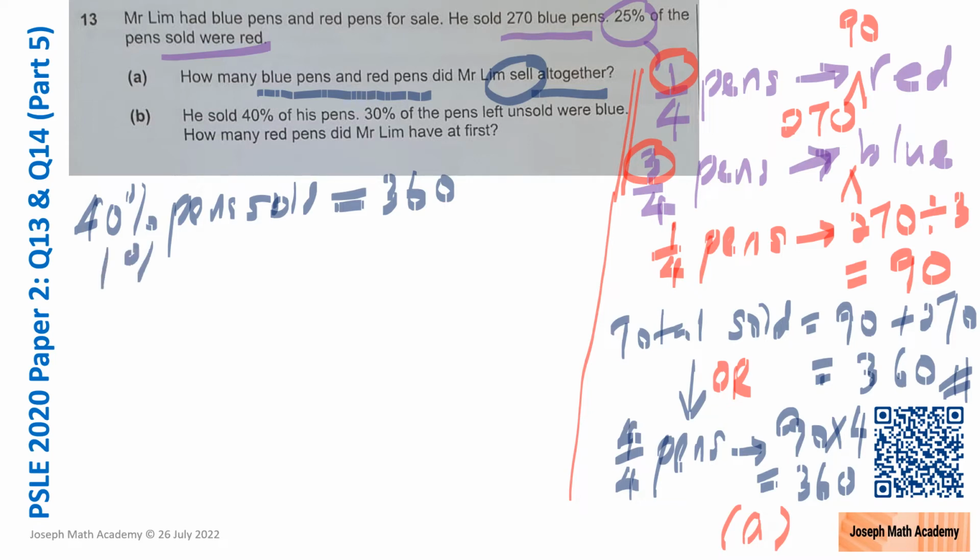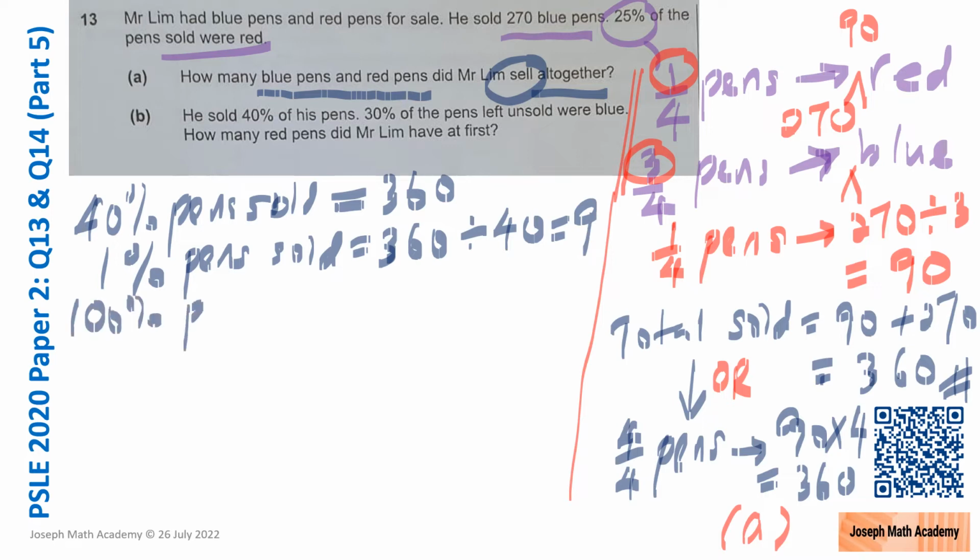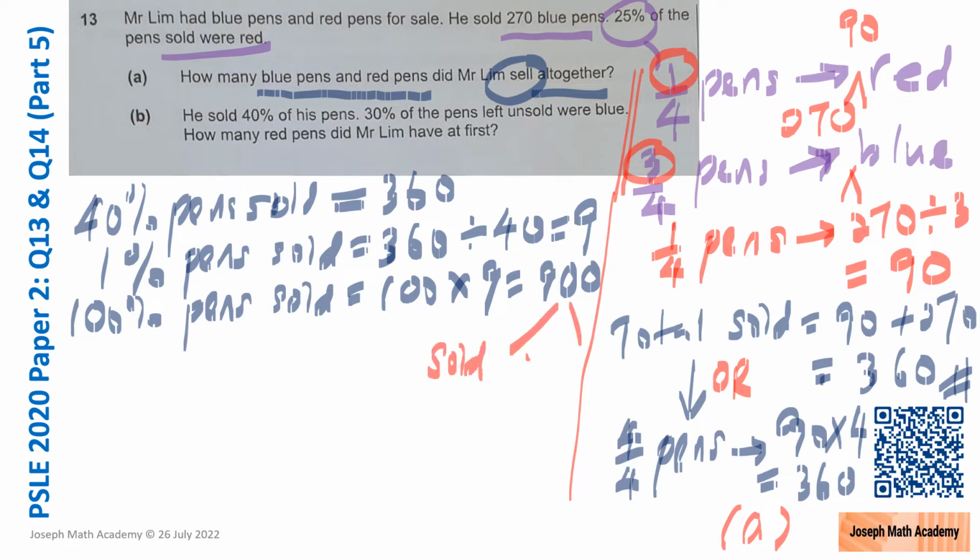So I want to find 1%. 1% of the pens sold will be 360 divided by 40. That gives me 9. So 100% of the pens sold would be 100 times 9. That gives me 900. So 900 would be the total of sold and unsold. So 900 is the grand total. Let me summarize for you. 900 refers to pens sold and the pens unsold. So unsold pens plus sold pens will give you a total of 900.